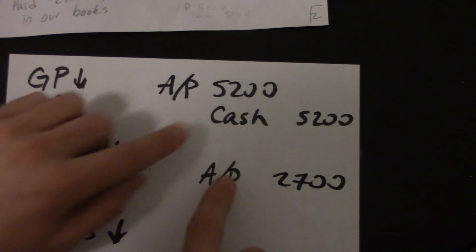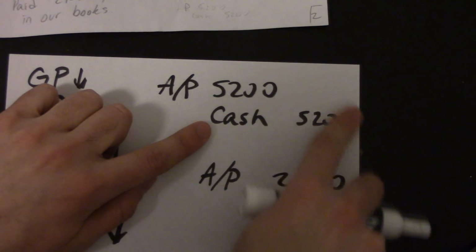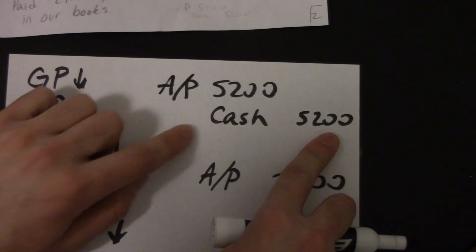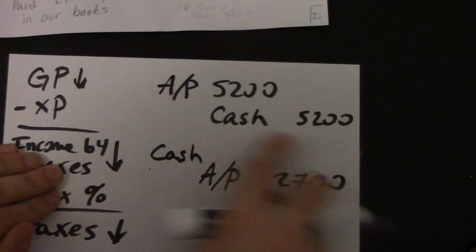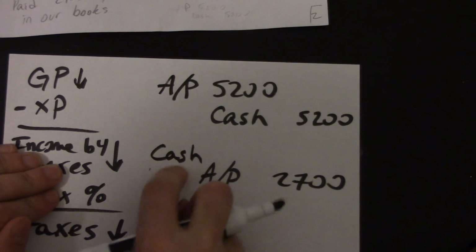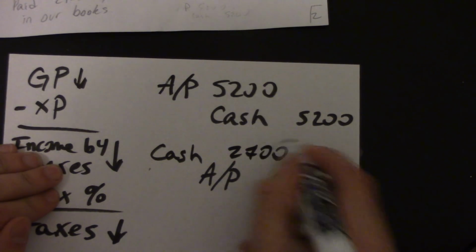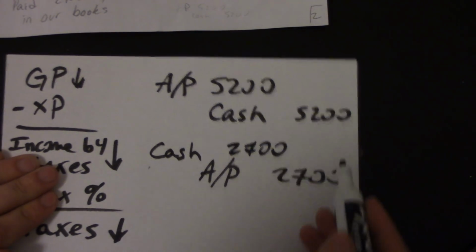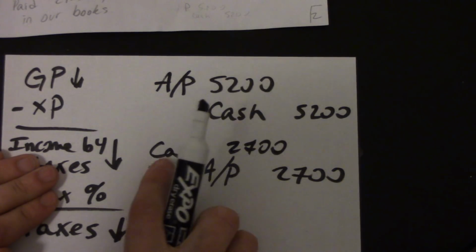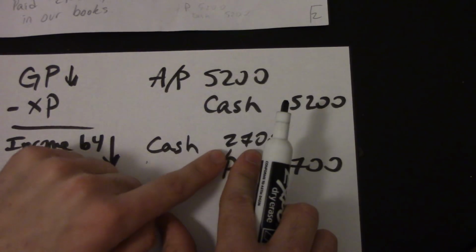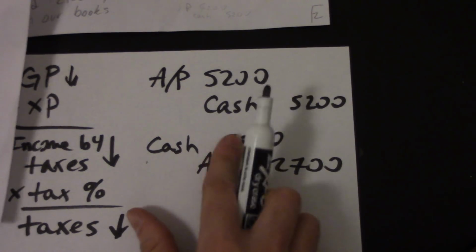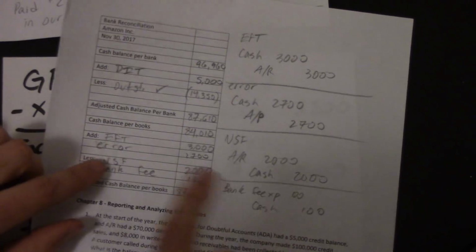And then the same logic, we recorded too much leaving cash, so we've got to decrease the amount of cash we credit, so we're going to debit cash by $2,700. Here's what's happening. So we're going to increase cash by $2,700. And that's what we do here.